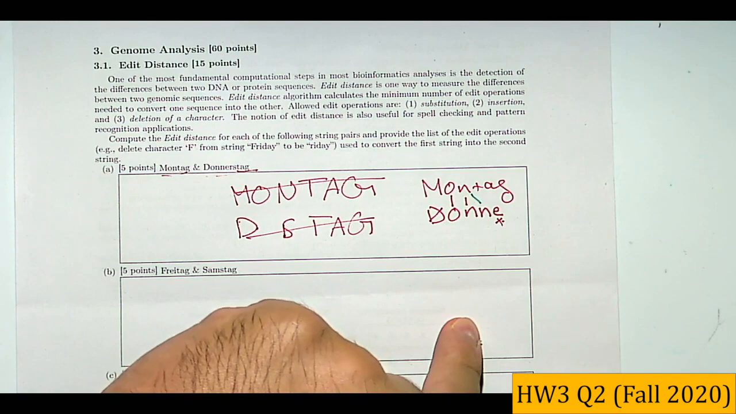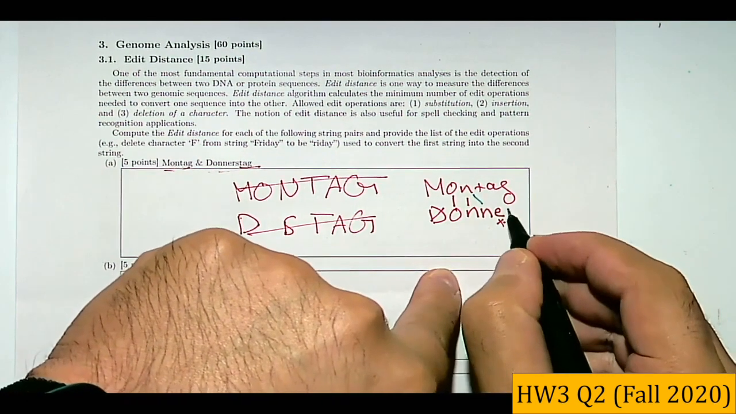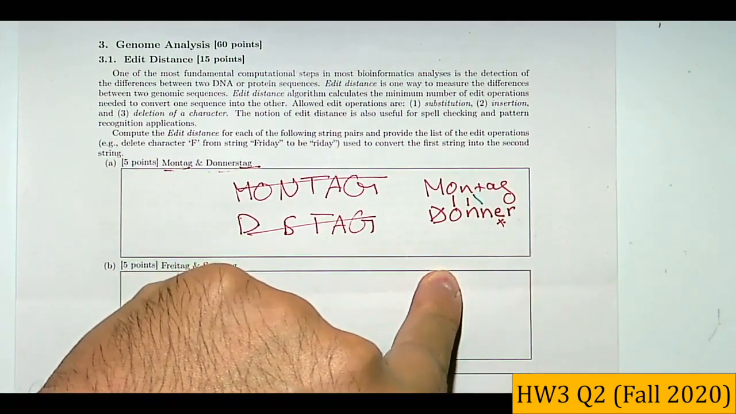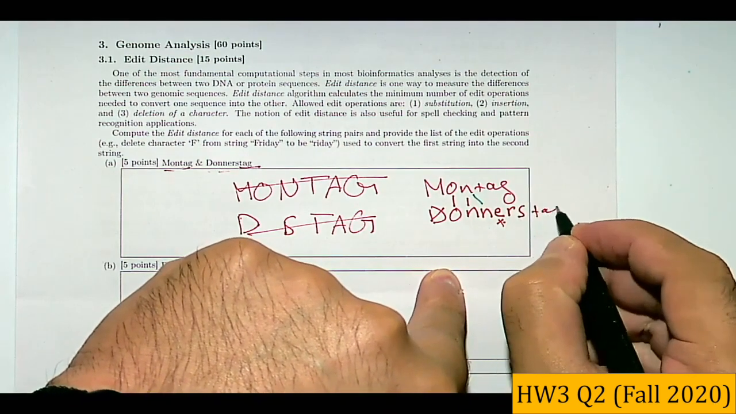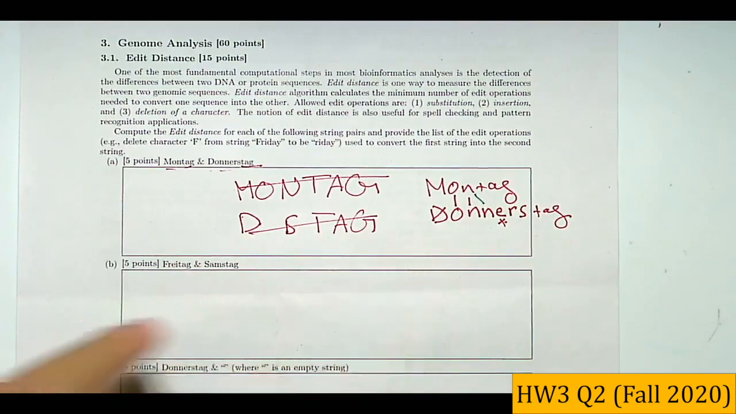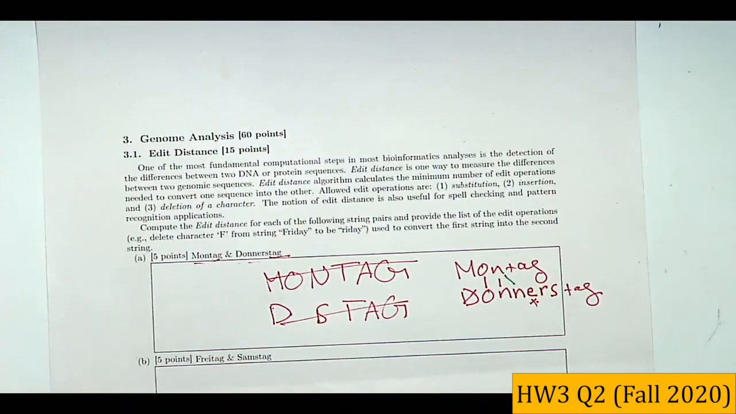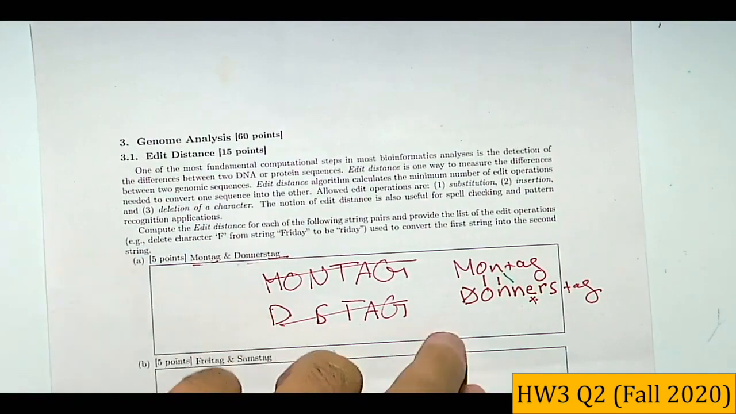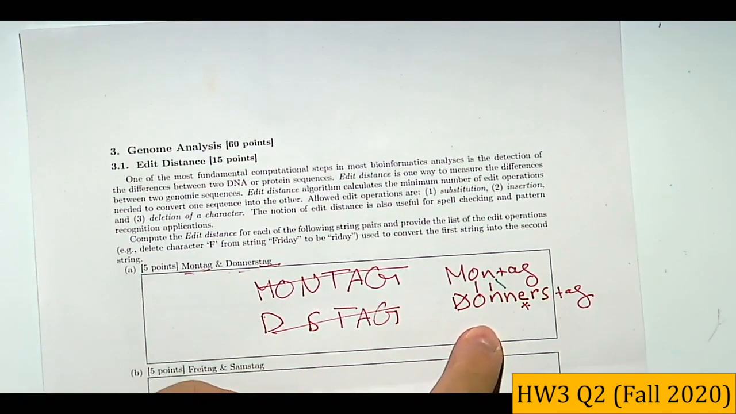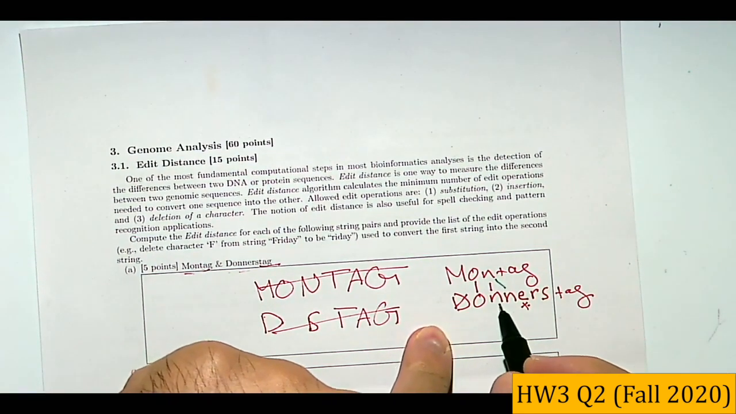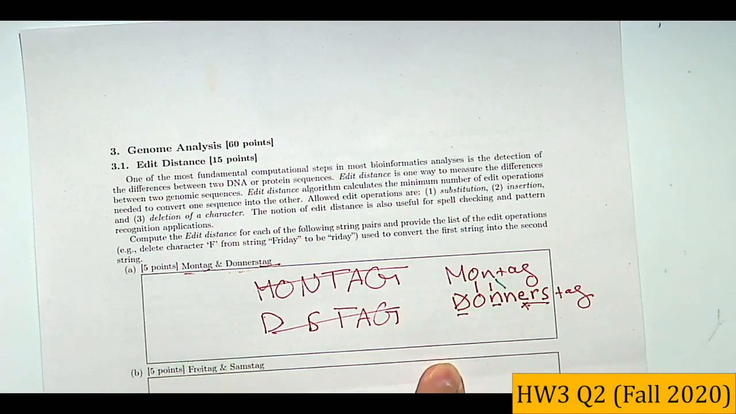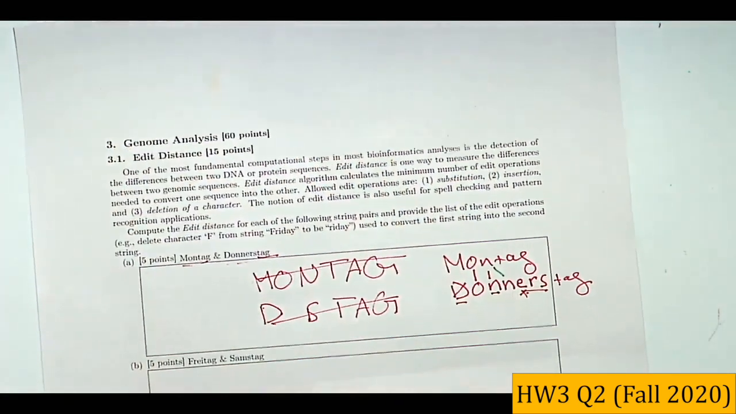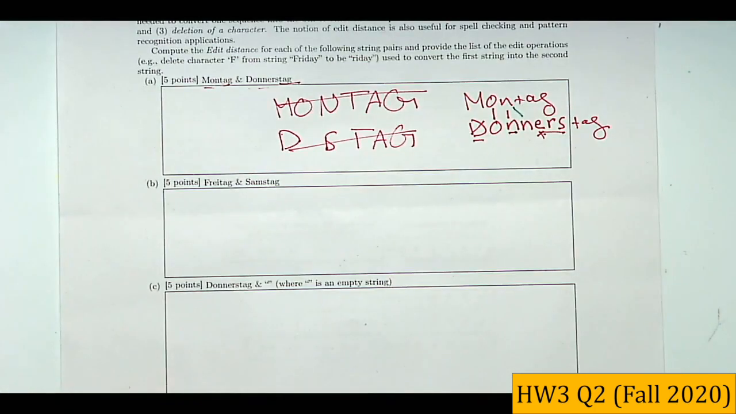Now what's next? We have the R, same story. We need to delete it. And we have the S, and then we have the tag. So how many edit operations did we do here? We did 5 steps, 5 deletions from here. We have the 1, 2, and we have another 3 here. Or you could do 5 insertions into the other sequence. Okay? Any question? Yes?